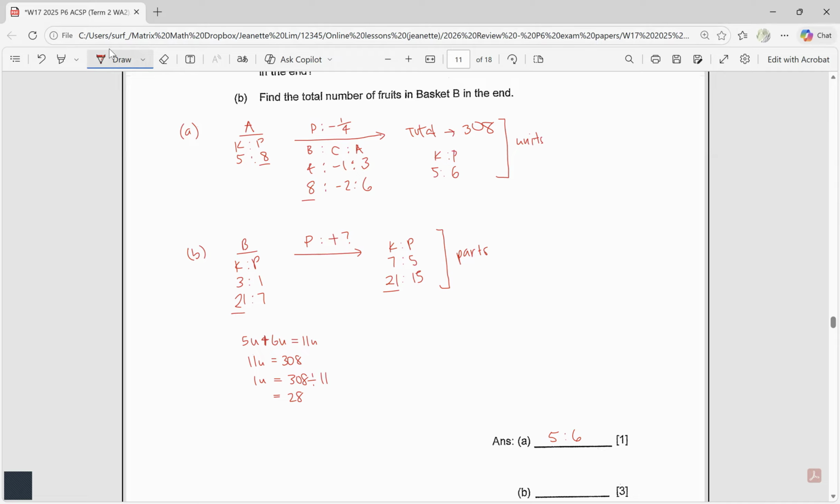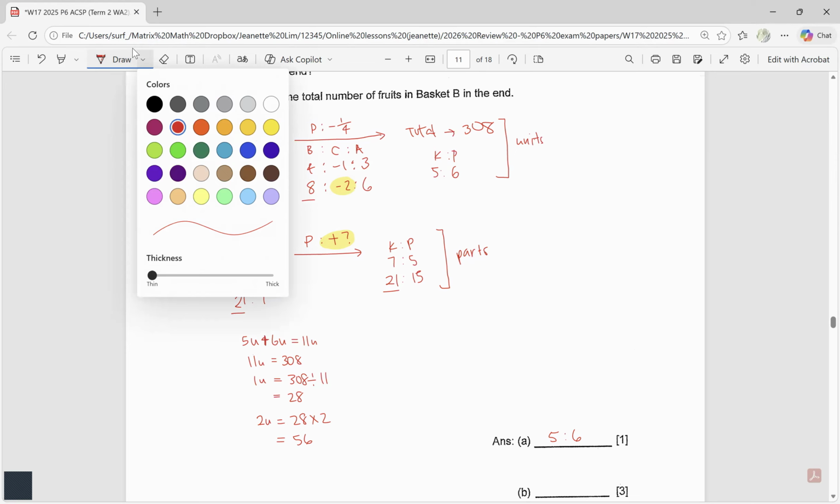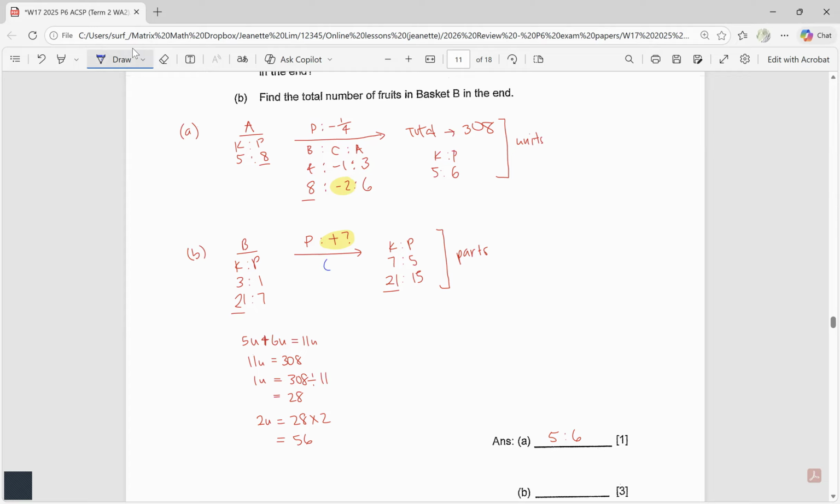Now what do I want to find? I want to find this part here, because that will tell us how many this is. So 2 units will be 28 times 2, which is 56. So actually, this number here is 56.